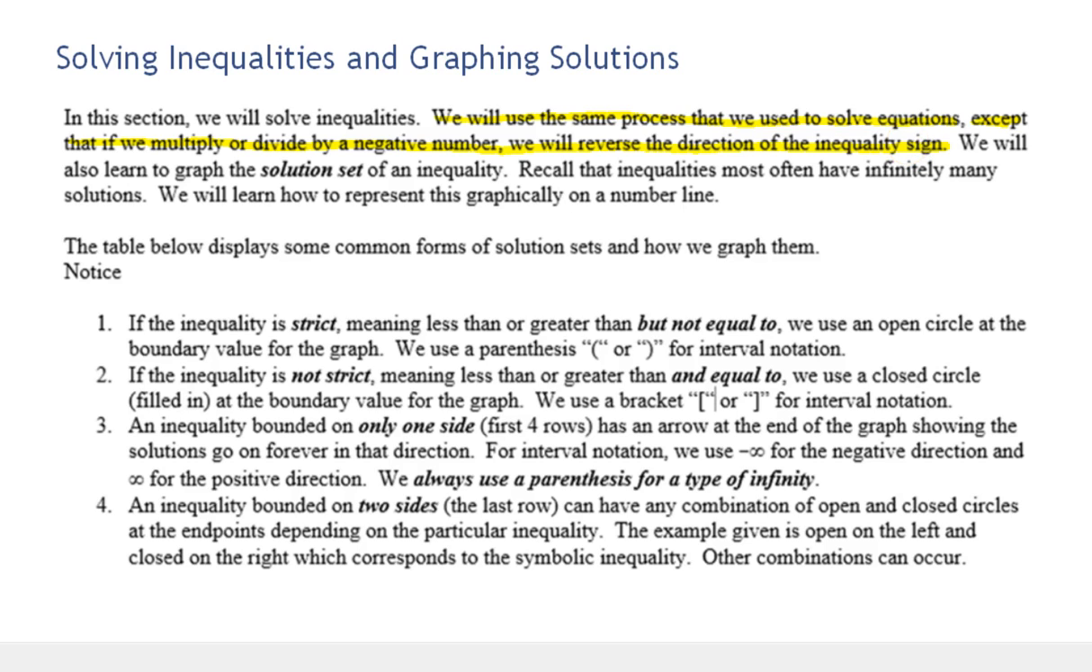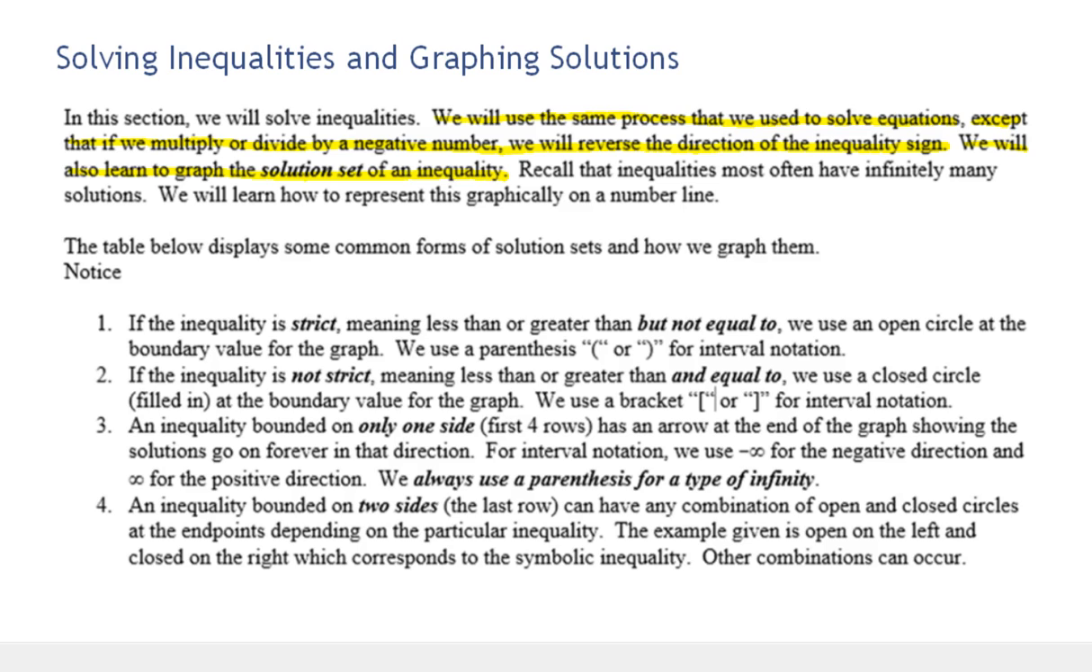And we saw that result when we used the construction webs, and we saw our properties of inequality were different when we multiplied or divided by negative numbers. We will also learn to graph the solution set of an inequality. When we solved equations, we might have a solution like x equals 3. Now we'll have something like x is less than 3. So we're going to have an infinite amount of numbers that make the inequality true, and we want to represent those on the number line.